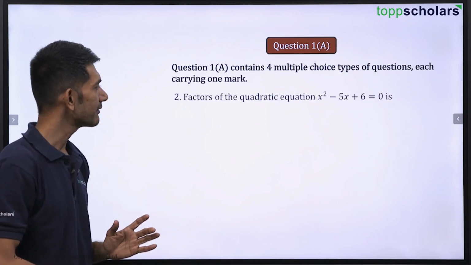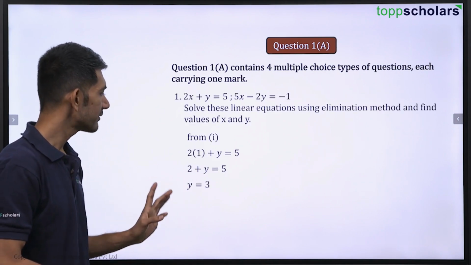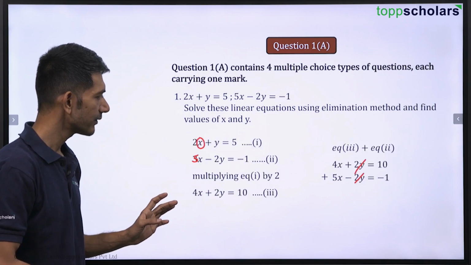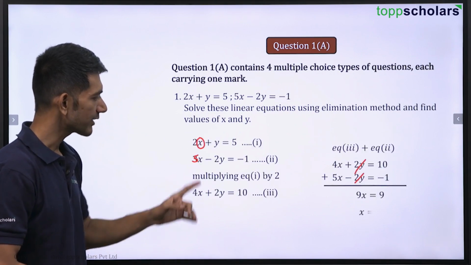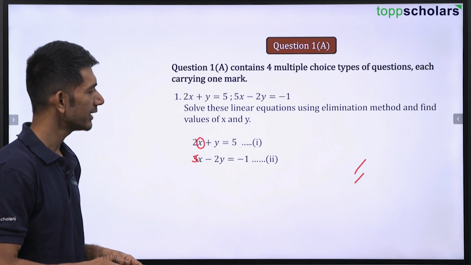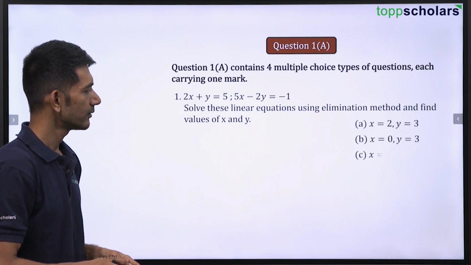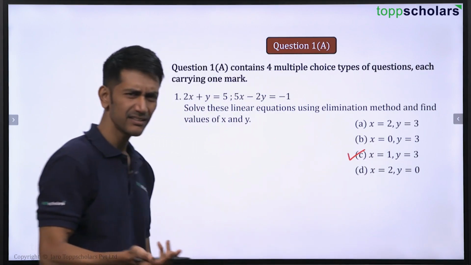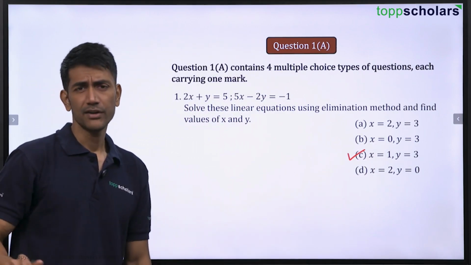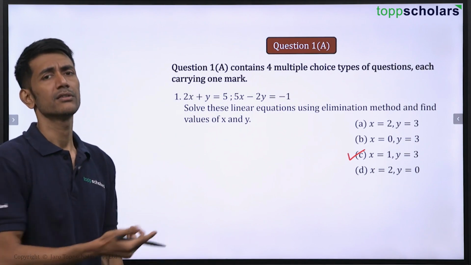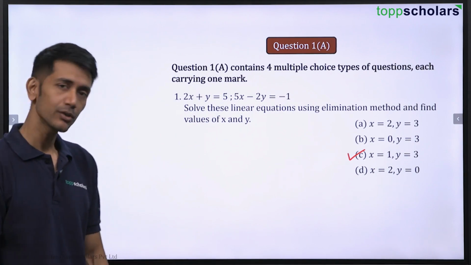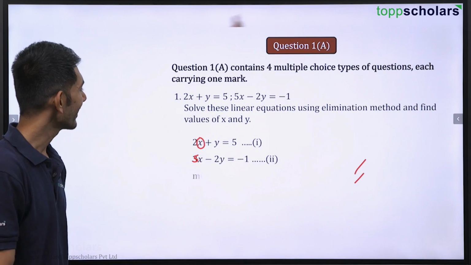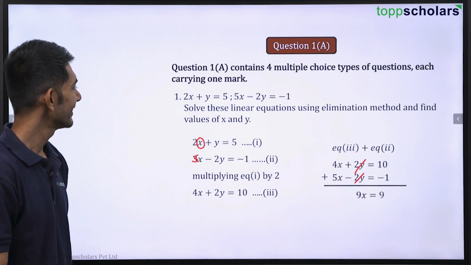So what is the correct answer? Y is 3, correct? And x is how much? X is 1. X is 1, y is 3. Let us see the options. X is 1, y is 3. So option C is the correct option. Easy. Elimination method. I'm very sure you know how to solve this. This is from the chapter pair of linear equations and two variables. Easy. Okay. Let's continue further.